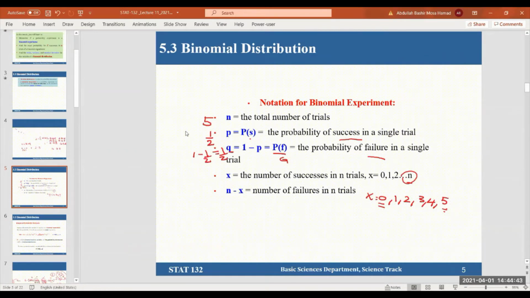Now we have the number of failures. If we have x number of successes, then we have n minus x number of failures. If I have 0 boys, definitely I have 5 girls. If I have 1 boy, definitely I have 4 girls, right? If my success is 2 boys, then I have 3 girls, right?